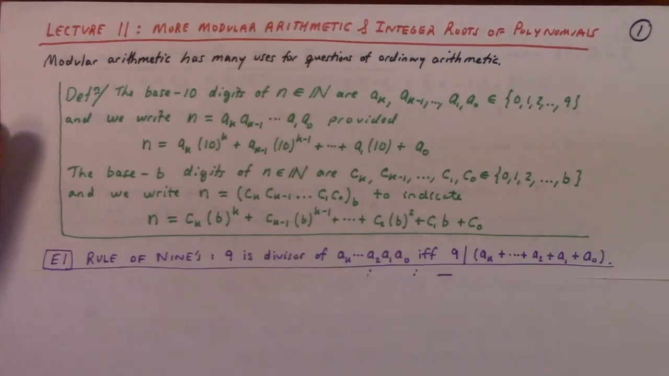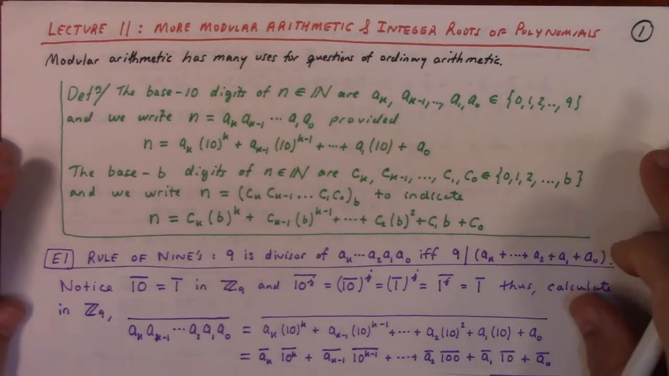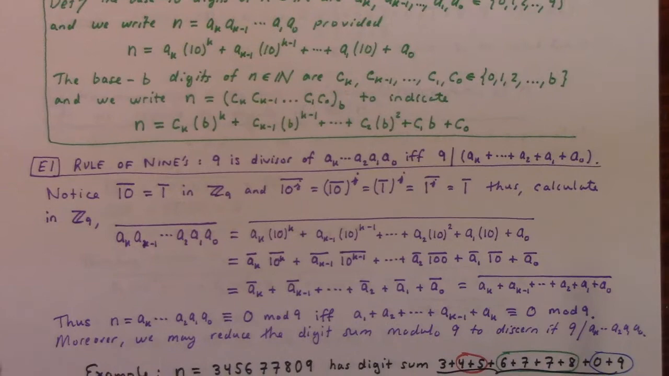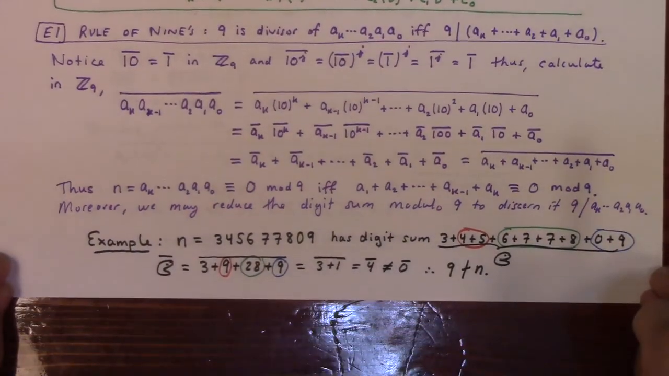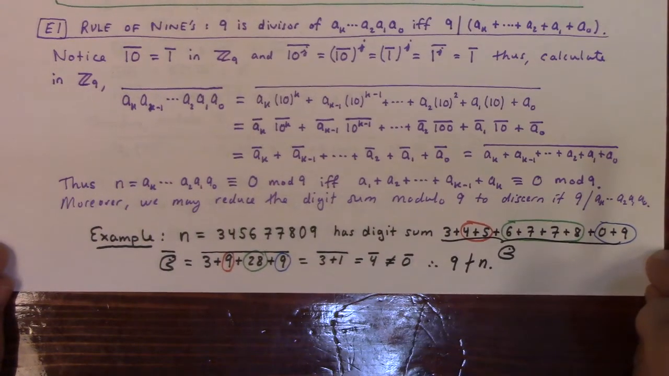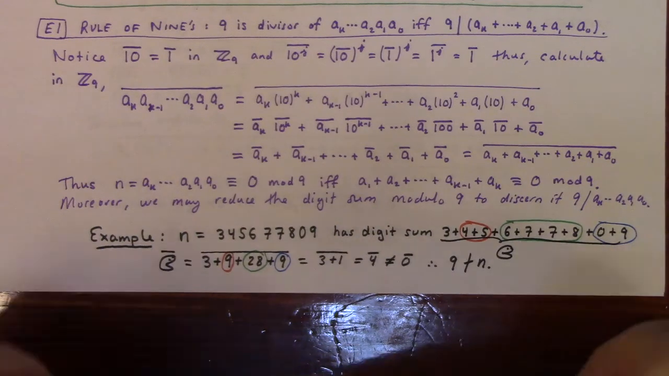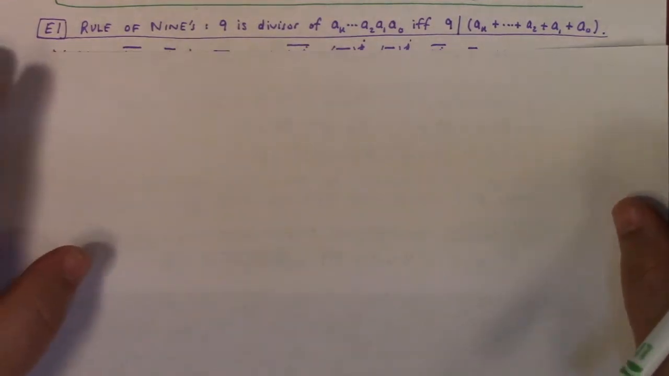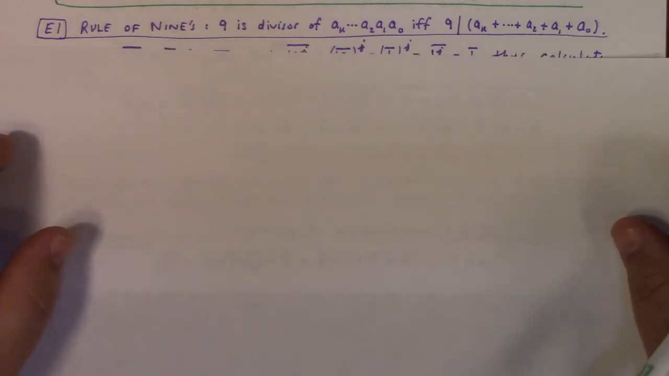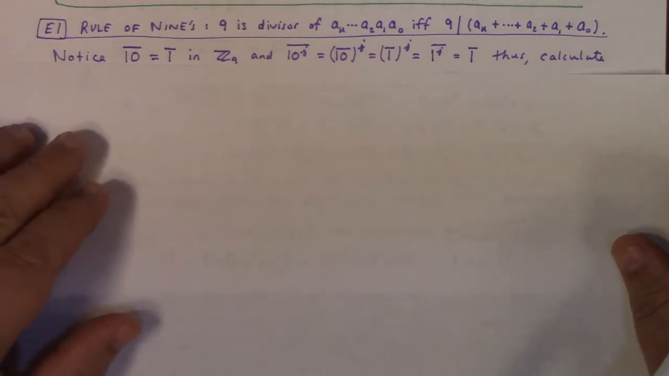Okay, so first application. We all learned when we were kids the rule of nines. And what does the rule of nines say? It says that if you look at the decimal expansion of a number, that number is divisible by 9 if and only if 9 divides the sum of the digits. So let's see here, here's the reason that's true.